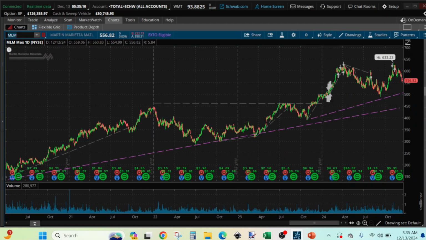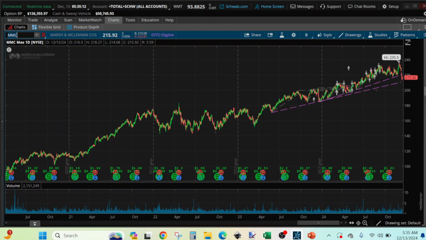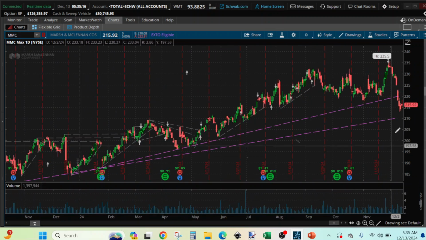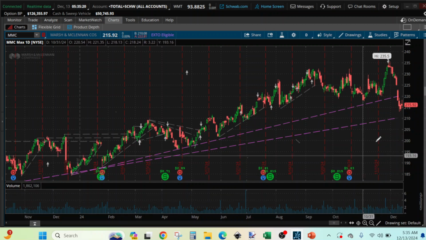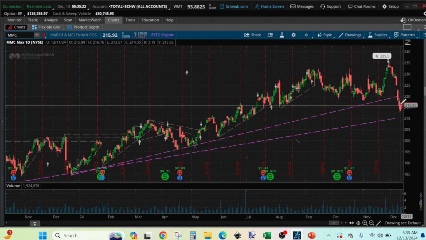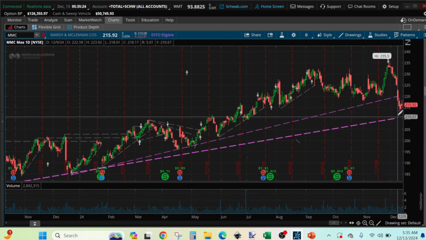MMC. Ooh, look at it. MMC is coming to this line here. It didn't touch it though, but we are going to wait. We want to see it closer.